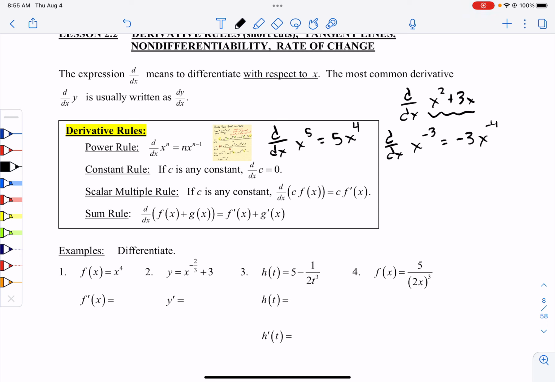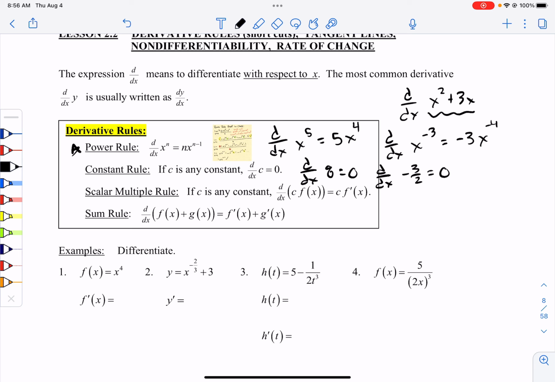All right? Next shortcut. You guys are going to love these. So we're going to make life go a lot faster. The constant rule. If c is a constant, the derivative of a constant is 0. So the derivative of 8 is 0. The derivative of -3/2 is 0. The derivative of any constant all by itself is equal to 0.